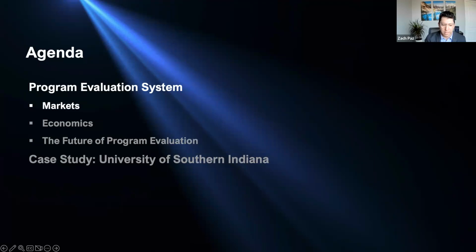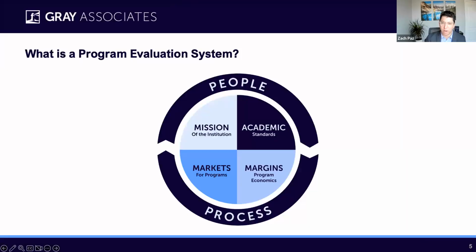So starting with markets, actually, before I jump into that, I want to give you a high-level understanding of how we at Gray have thought about program evaluation and really putting together an entire program evaluation system. We developed this with institutions just like USI and many other institutions over time, really understanding what their needs are when they're evaluating their program portfolio, whether that's identifying new opportunities, evaluating the current, and always keeping mission at the center. So the way we think about this is in 4 different quadrants.